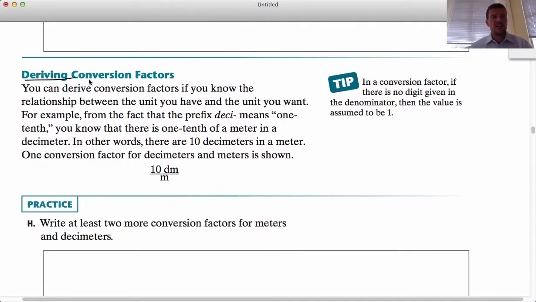This is just saying that you can come up with conversion factors if you look at the prefixes, and then you'll know how many of one unit equal the other unit. For example, if you see deci, a decimeter, it means a tenth. So there are going to be 10 decimeters in a meter. Just by looking at the prefixes, you will know how to set up your conversion factor. Okay?